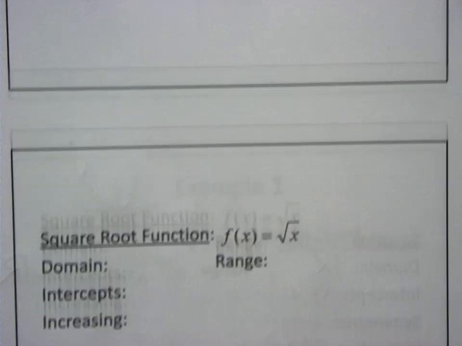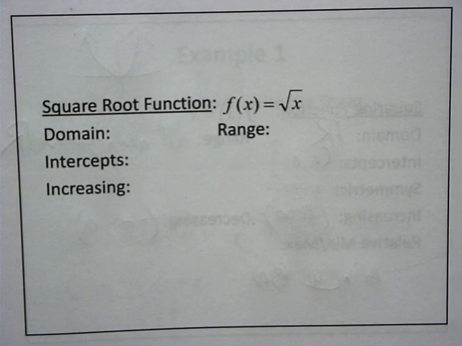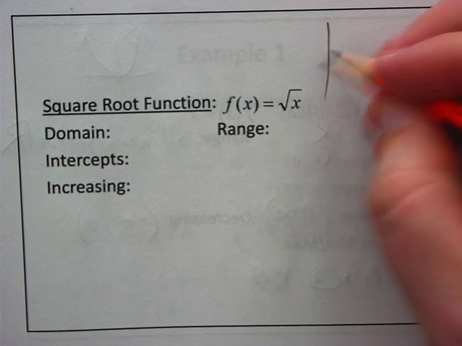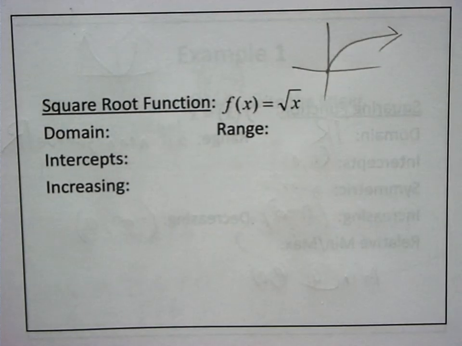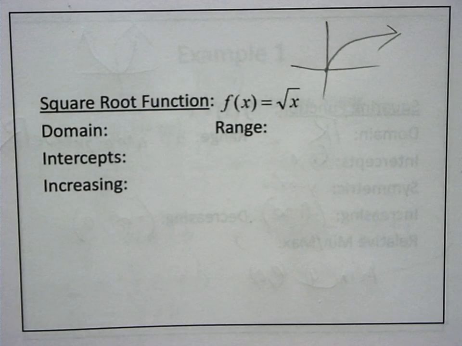Square root function. What's square root look like? It's kind of like half a parabola, opening horizontally. That's the way I think of it anyway. It's technically not, but it looks like it. So it just looks roughly like that.